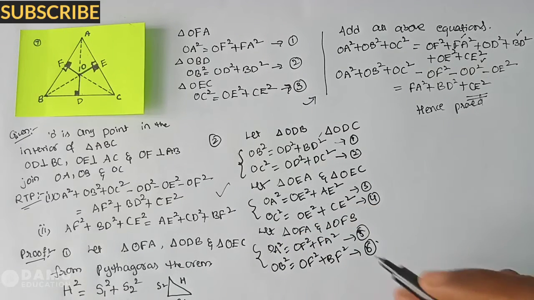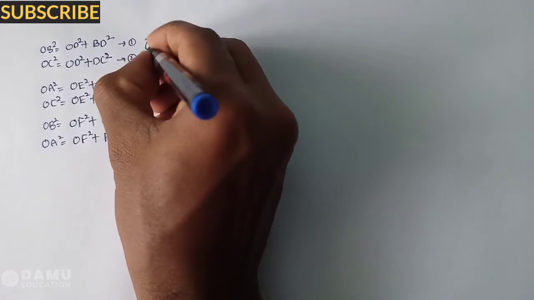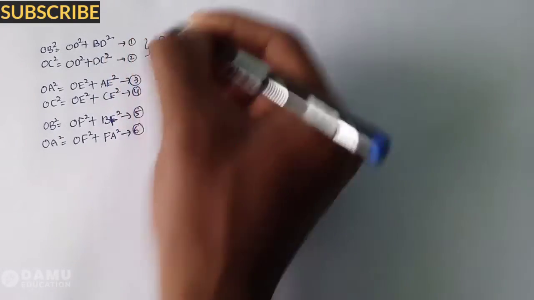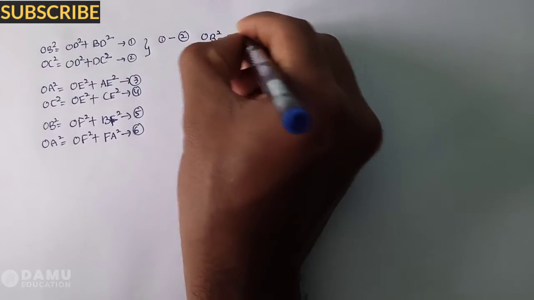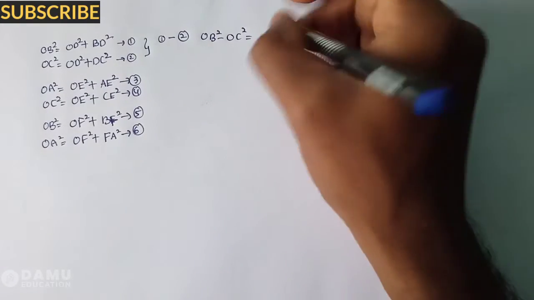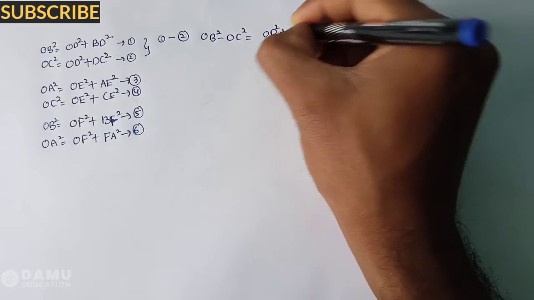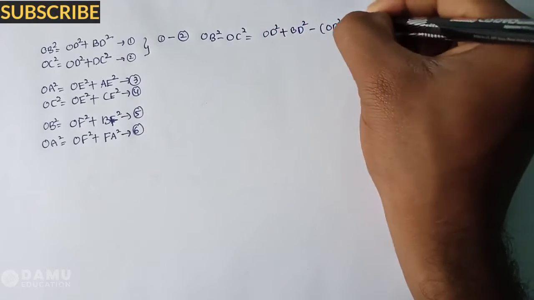So from all these conditions, you can take 1 minus 2. Okay, let's consider all these equations. I am writing on a new page. First of all, let's take 1 minus 2. On the left side, OB square minus OC square will be equal to OD square plus BD square minus of OD square plus DC square.